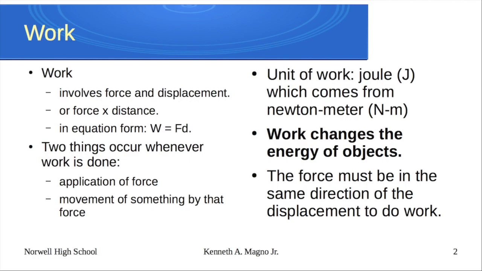And we need to realize that the work is going to change the energy of an object. Now, the unit for work is the joule, and that comes from a Newton times a meter. A Newton meter is a joule. So the force, again, has to be in the same direction as the displacement to do work. It has to be parallel. They can be kind of opposite, like one's positive, one's negative, and you get negative work, but again, they have to be parallel to do work.